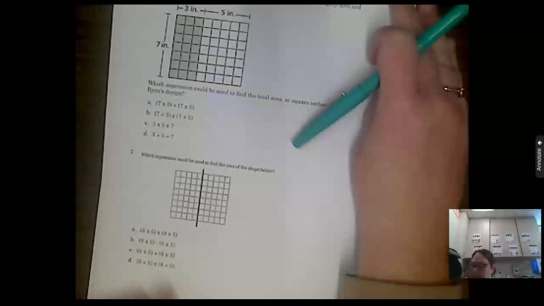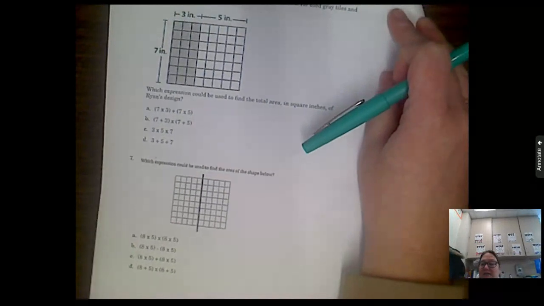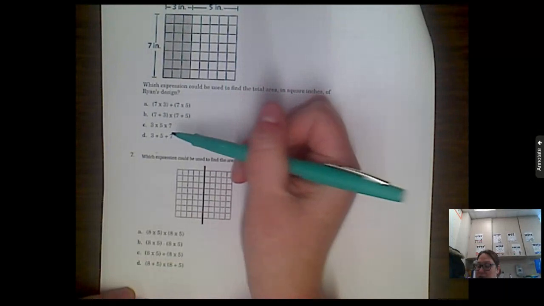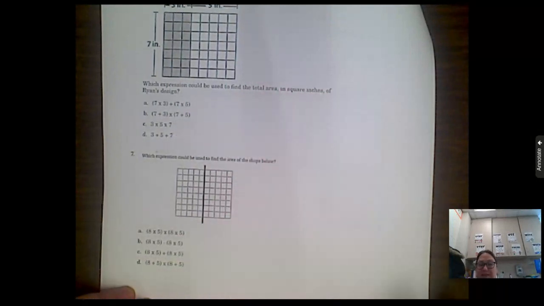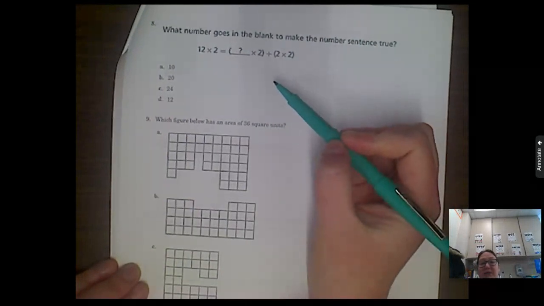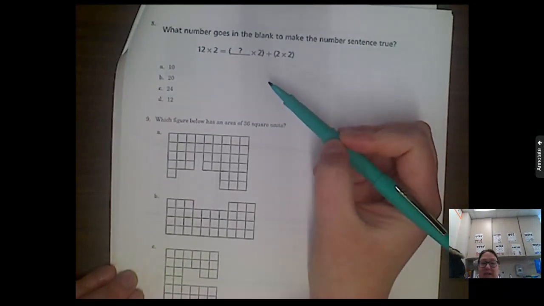Turn it. Ooh, number 6 and 7 should look familiar. 6 and 7 is just like what we did on our review. So make sure if you look at your choices that you're paying careful attention to the signs there. Flip it. Number 8 should look familiar as well, right? Because we did that on our review.